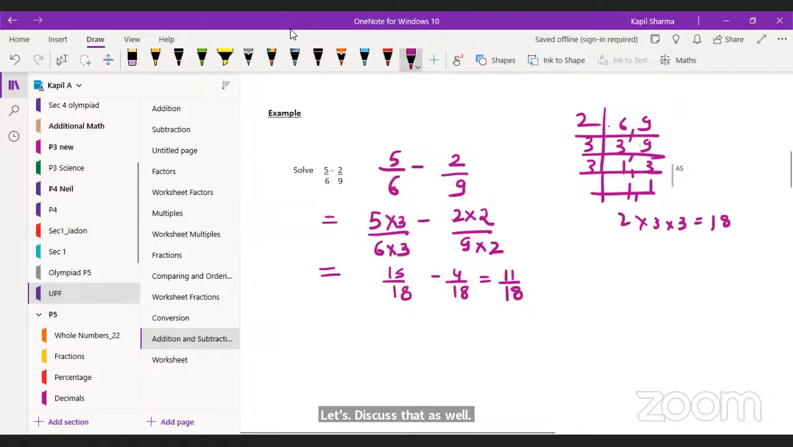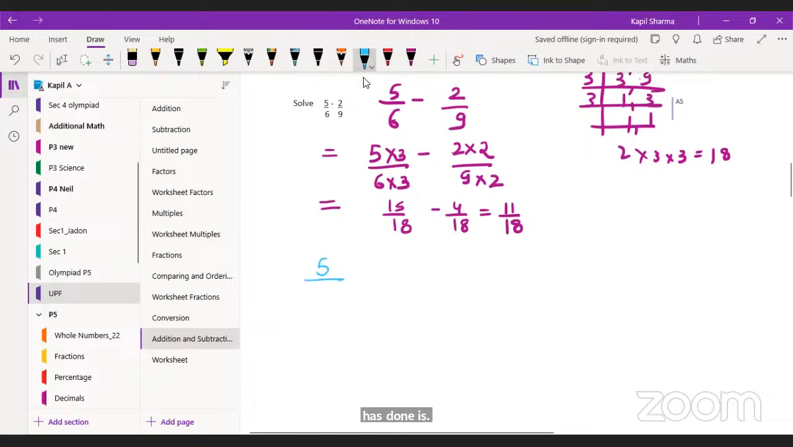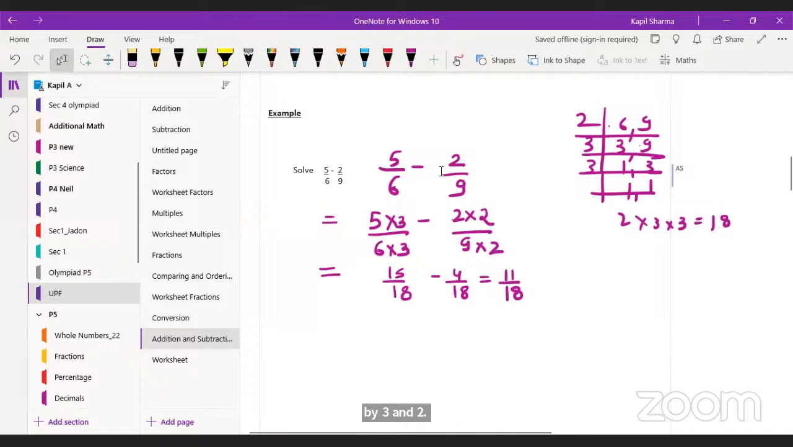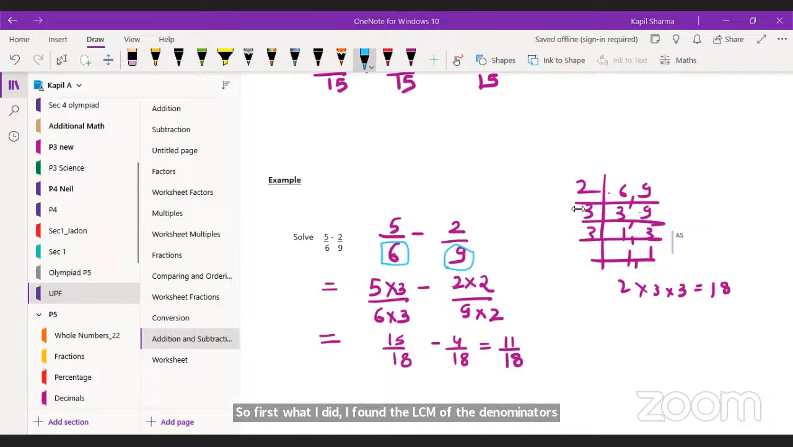So I believe what Devika has done is... yes, Parth. Okay, what's the question? How can you multiply by 3 and 2? So see, Parth, we are using the concept of equivalent fractions. These are two unlike fractions. So first, what I did, I found the LCM of the denominators. Now the LCM is 18, right? That means this is the least common multiple of both 6 and 9.